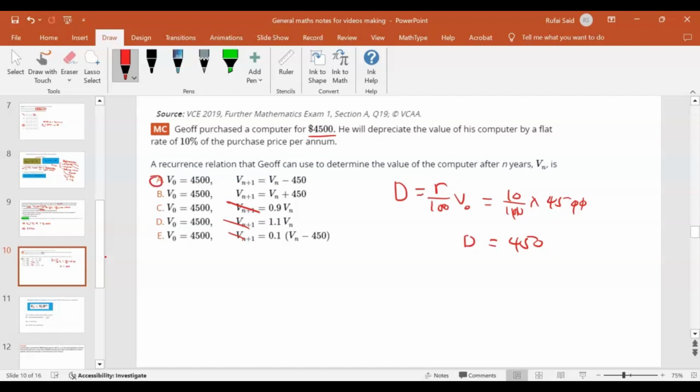Our next lesson will be based on reducing balance and unit cost depreciation.